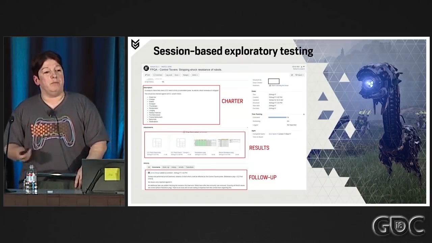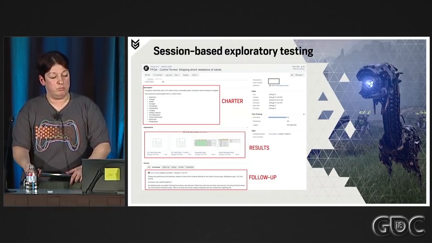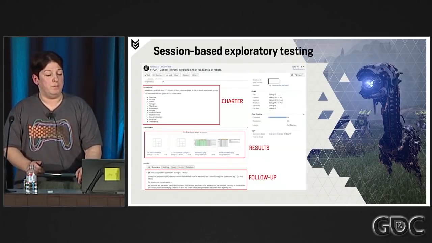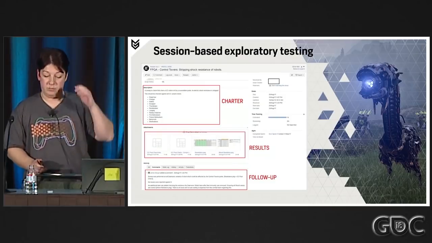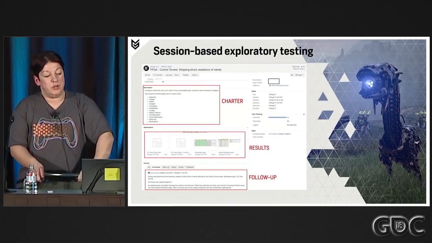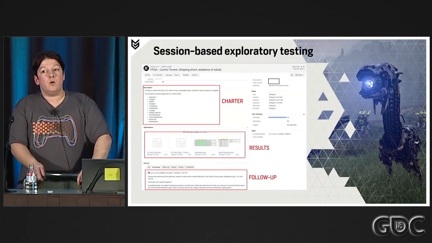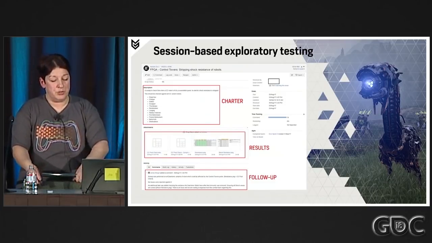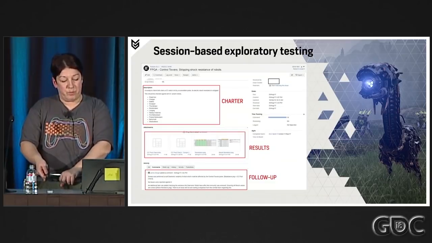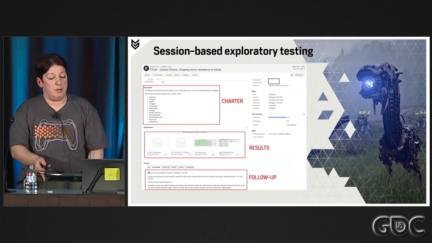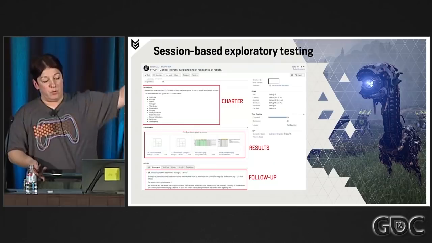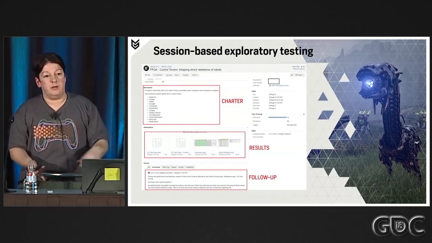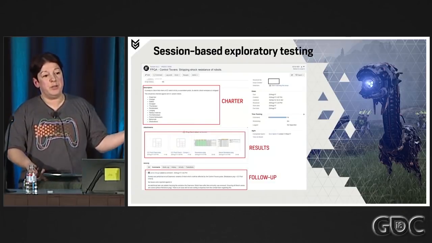So this is just an example of one of our session-based tasks in Jira. The part at the top is the charter. So it is the question that we want answered through testing. In this case, we wanted to know if the resistance to electric damage is correctly removed for the robots listed in the charter. And underneath that are the results. This is a task that has been completed.